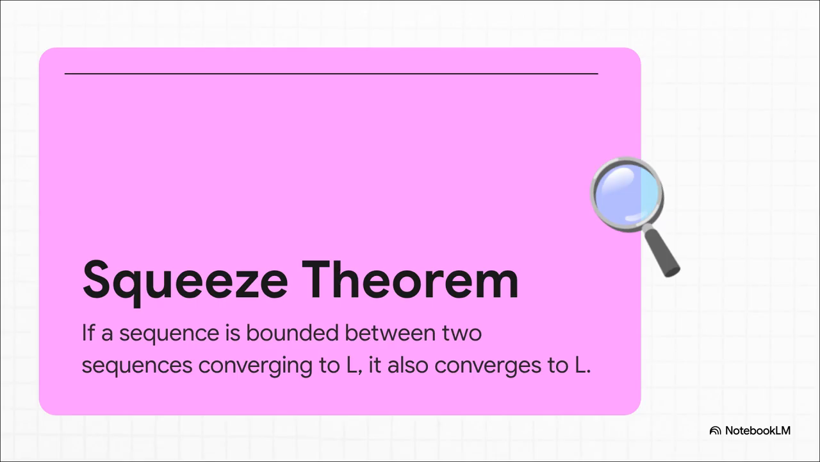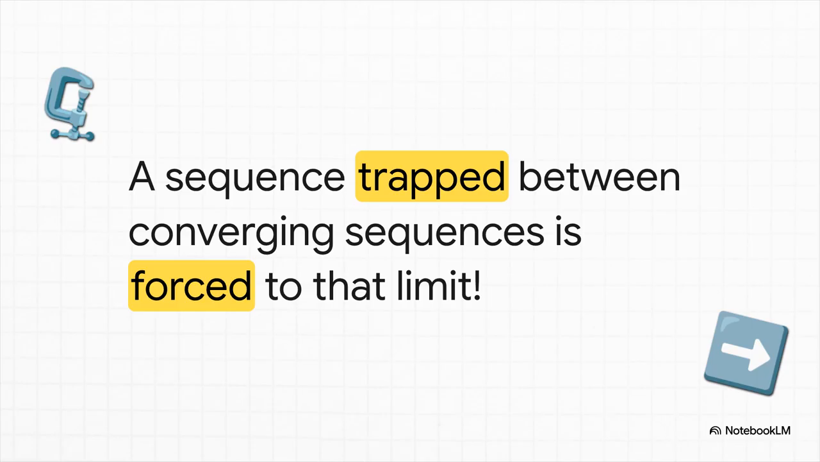But hey, sometimes a sequence is just too wild or messy to measure directly. That brings us to a frankly brilliant concept, the squeeze theorem. Think of it literally like trapping a fugitive. If you have a tricky, unpredictable sequence, but you can tightly squeeze it between two well-behaved outer sequences that both converge to the exact same spot, well, your tricky middle sequence has absolutely no choice but to go there too. It is forced right into the limit.